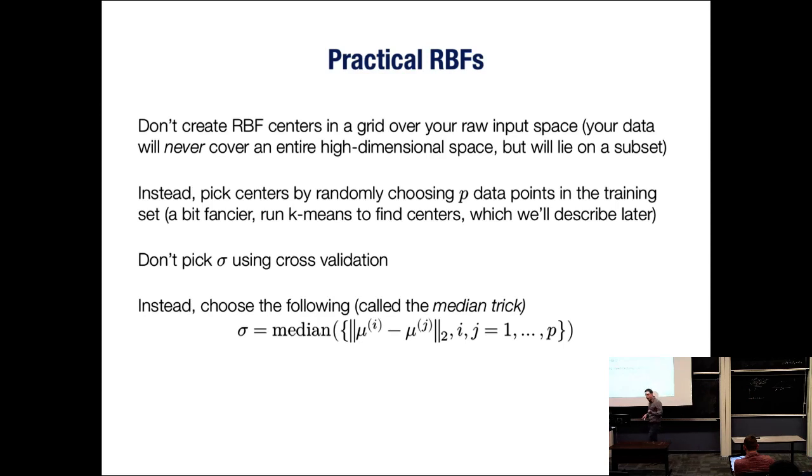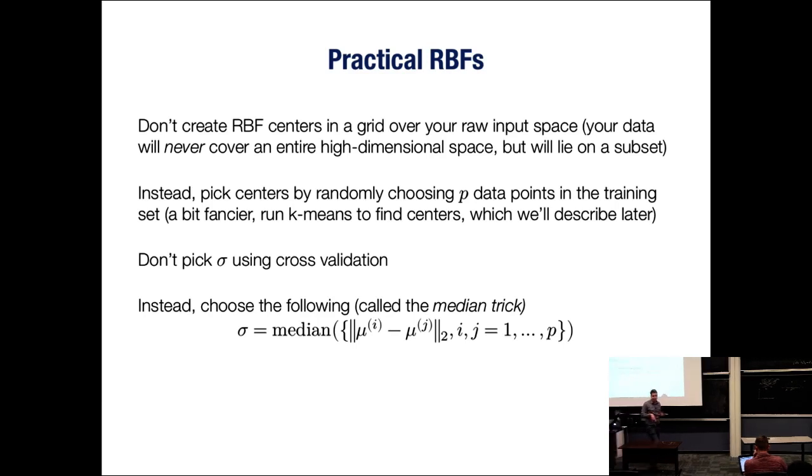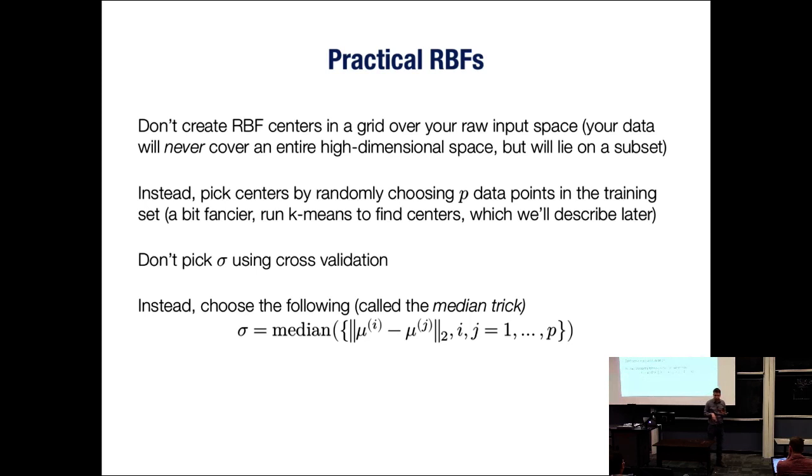First of all, do not create RBF centers over all the input in the data set, or over all the dimensions. Instead, create your centers to be some random subset of your actual input points. Or if you want to be a little fancier, and we'll talk about this later, use something like k-means to cluster your data, and then pick the means from k-means as your centers. Again, don't worry about that. We'll talk about that in a second. Okay, that's point 1. All right, so do that.